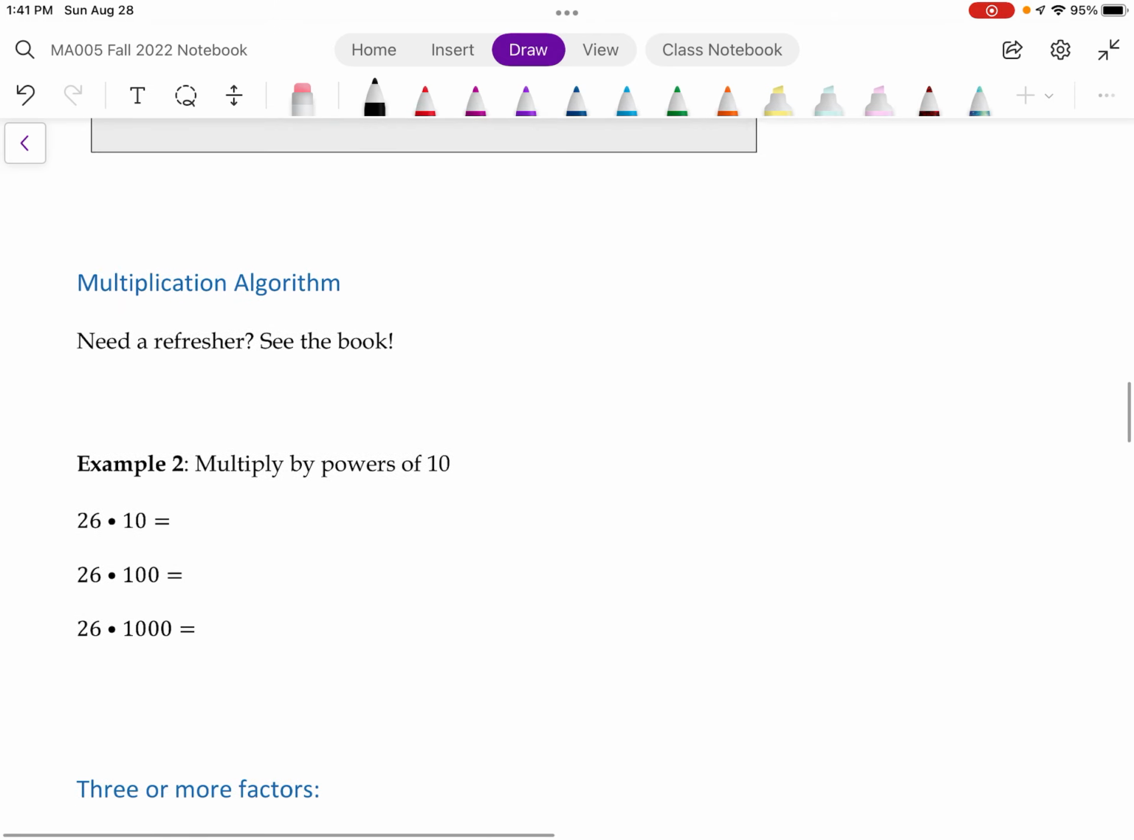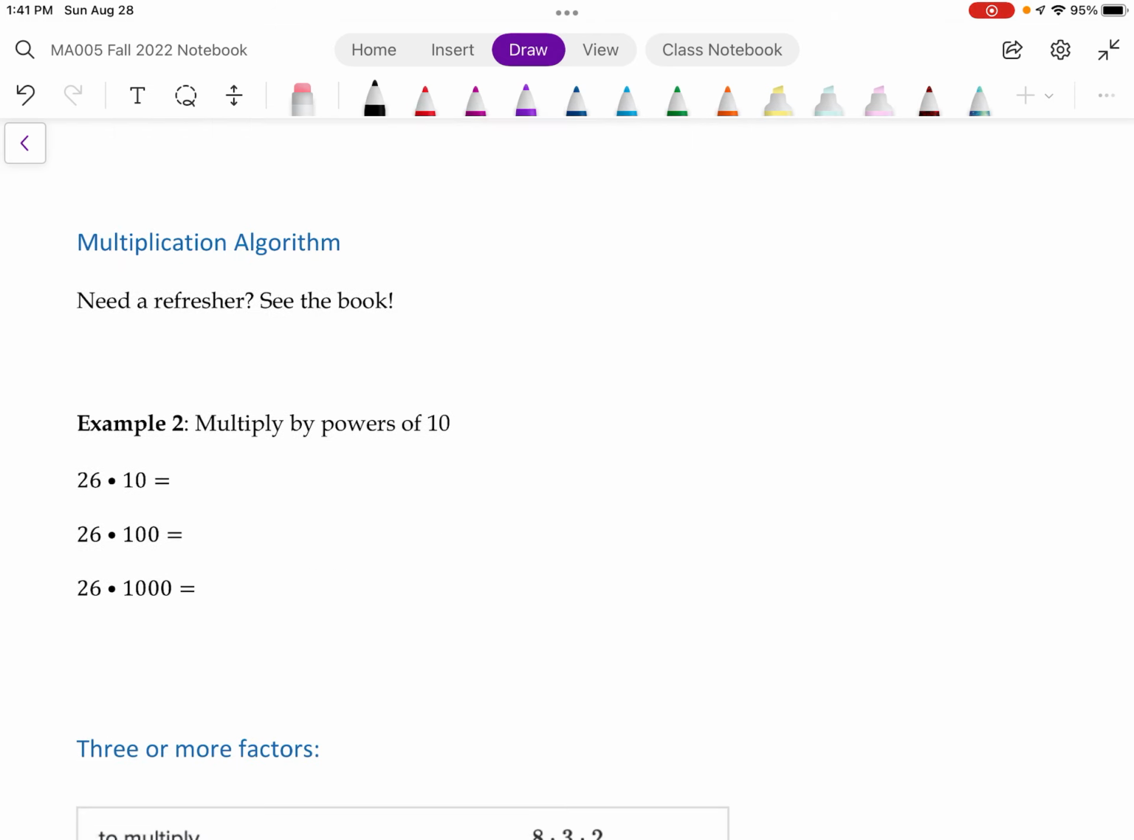All right, the multiplication algorithm, by that we mean when we take numbers like 5,263 and we multiply it times, I'm just making this up, 24, and you do an algorithm. I'm not going over that. That is in the book. There's lots of videos online. You can go to Khan Academy and things like that.